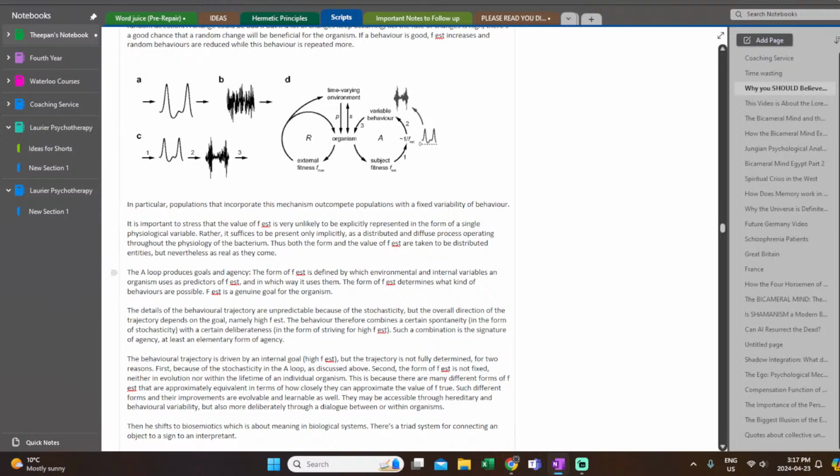Let's continue. Okay. So maybe I should talk about this a bit more, because it's claiming here that the A loop produces goals and agency.